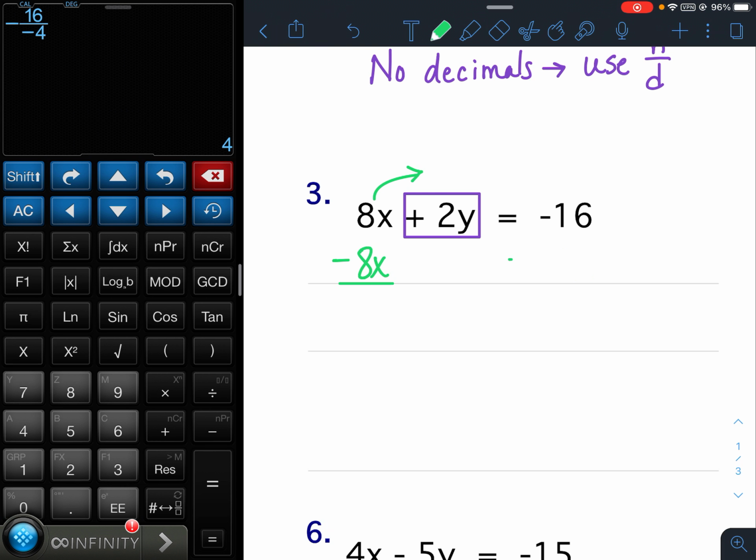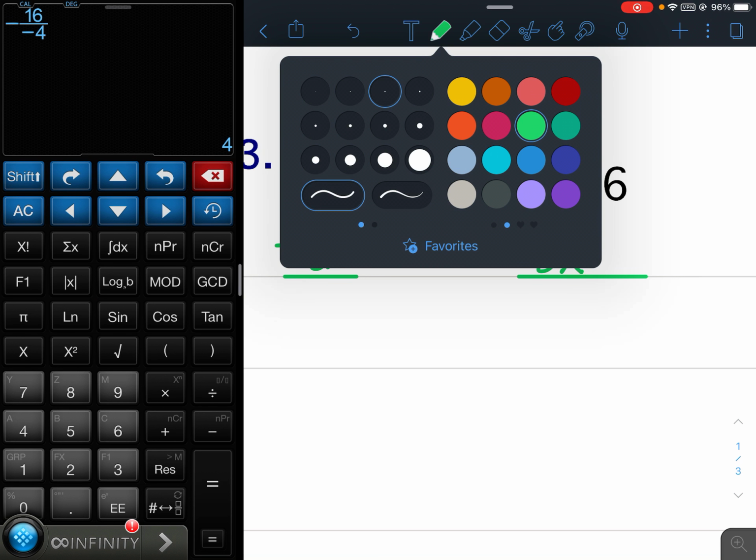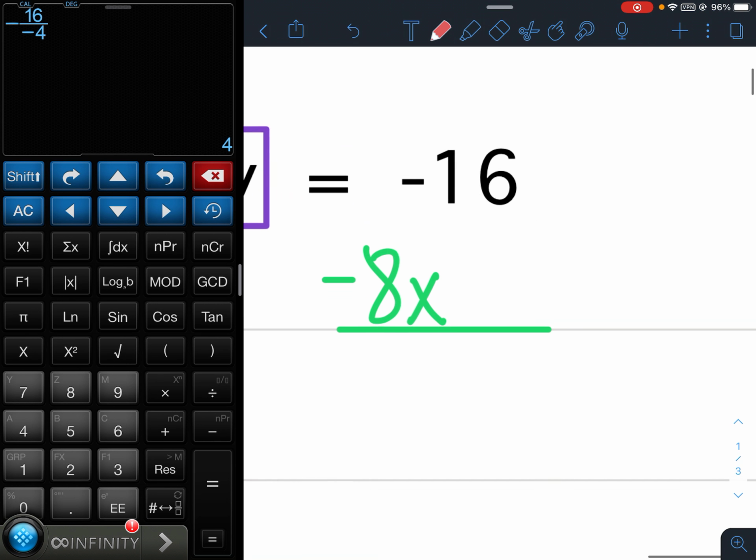Sorry about that. Now, one more time. Okay. Notice how I wrote this a little different over here? Notice how I didn't completely line it up? There's a reason for that. Negative 8x is a variable term. Negative 16 is a constant term, meaning they are not like terms. They are not like terms, and because they're not like terms, that means I cannot combine them.